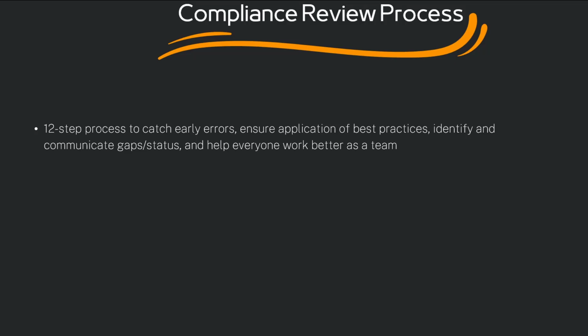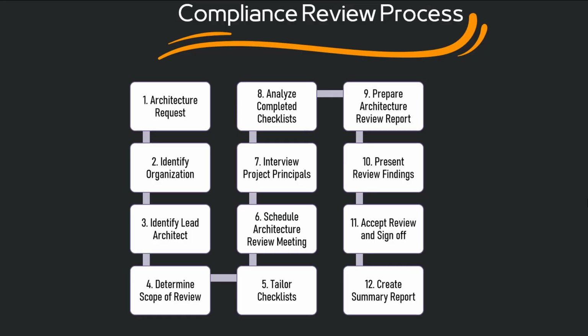The compliance review. The compliance review process is a 12-step process to catch early errors, ensure application of best practice, identify and communicate gaps and stats, and help everyone work better as a team. The steps are laid out on the slide. It includes starting with an architecture request, then identifying the organization that's going to support it, identifying a lead architect, determining a scope, tailoring our checklist, scheduling an architecture review meeting, interviewing the project principals, analyzing those completed checklists, preparing a report, presenting our findings, and finally accepting review and sign off, and creating a summary report.